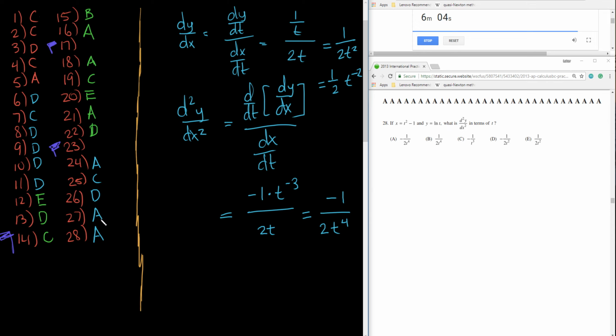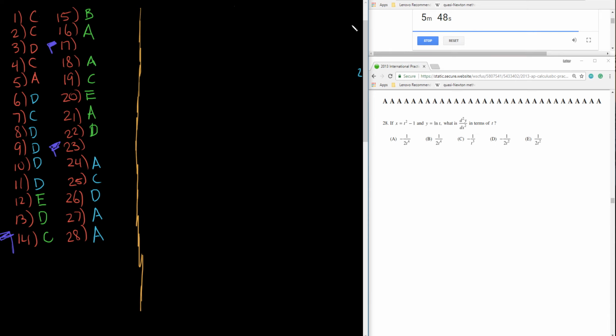Am I sure that the negative 1 is in there? Yeah, because you need this negative 2 derivative to come down. Okay, yeah, that looks good. Cool. Got 5 minutes left. Let's use it well.